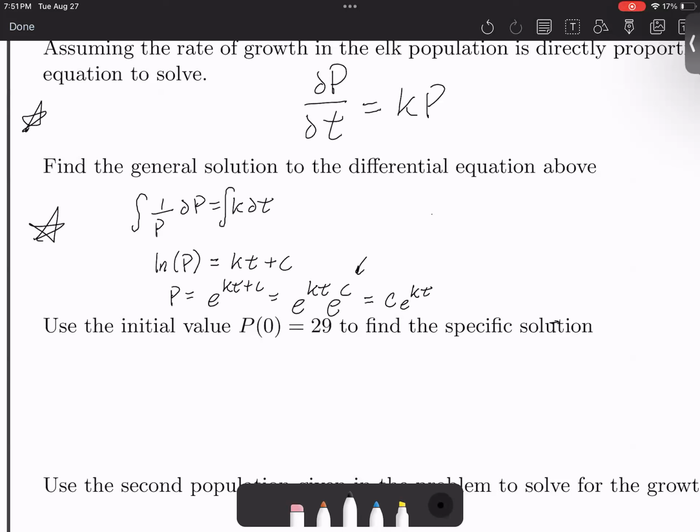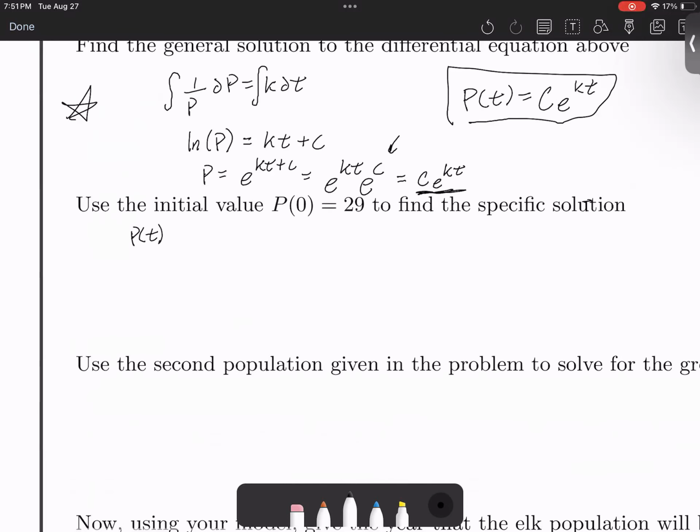Cool. So our elk population equation as a function of time, right? Little t is over there. Everything else is just a constant. P(t) is equal to an arbitrary constant times e to the kt. All right, now let's use the initial value of 29 elk to give a specific solution. This is the general solution to this differential equation.